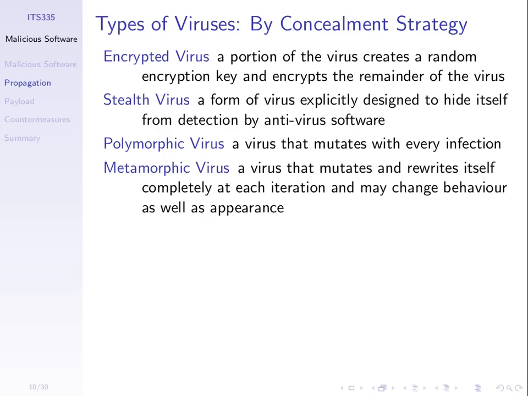How to hide that pattern? Encrypt yourself. So the virus encrypts itself such that when the antivirus scans, it will not find the pattern of code. Usually most of the virus code is encrypted with some key, and when the virus needs to run, it decrypts itself and then runs. Similarly, find other ways to hide itself. A stealth virus explicitly creates its code such that it will be very hard for antivirus software to detect. So if you know the patterns that the antivirus software is looking for, create the virus such that it doesn't have those patterns. That's the concept, to avoid detection.